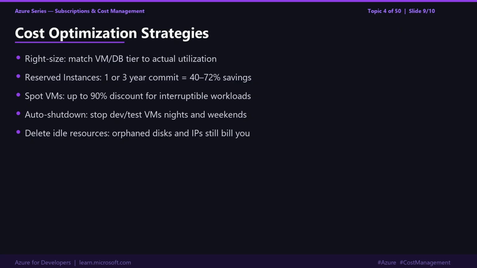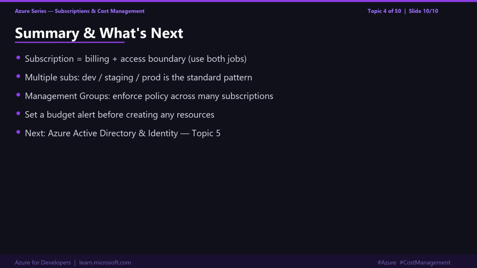Let me close with a quick summary of everything we covered in this topic. An Azure subscription is simultaneously a billing container and an access control boundary. Use both of those properties deliberately. The standard pattern for professional teams is separate subscriptions per environment: development, staging, and production, so that costs and access are isolated by design. When you grow to managing many subscriptions, management groups let you apply policies and governance rules across all of them at once without repeating yourself.